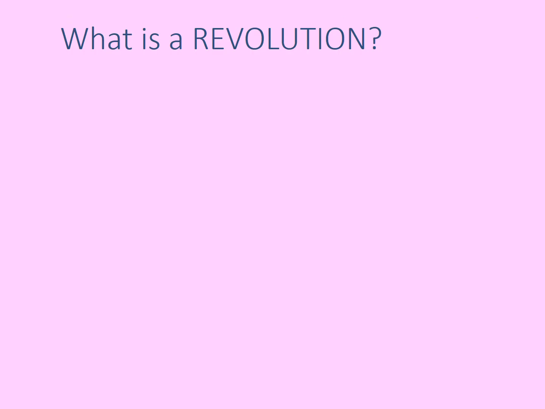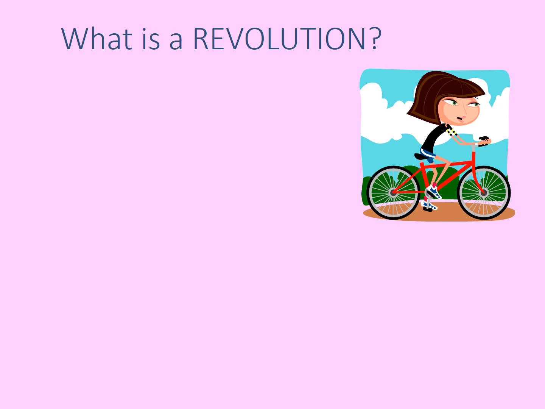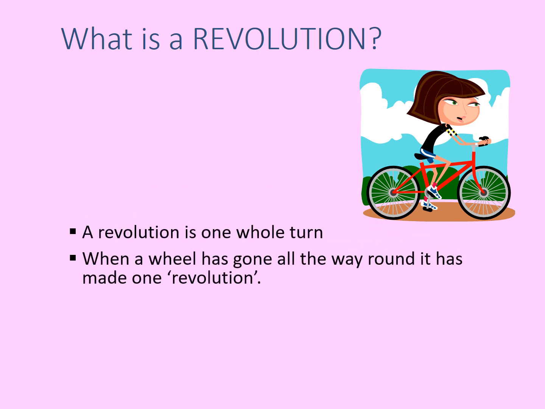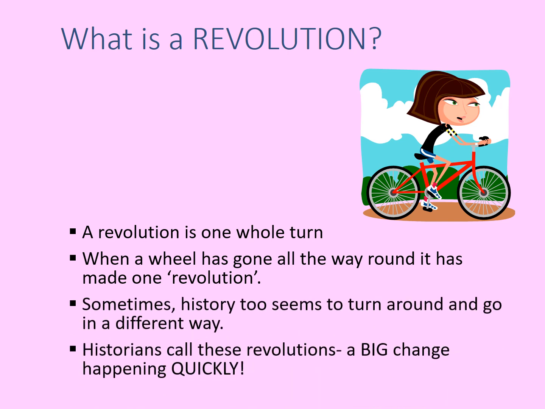What is a revolution? Well, we're studying the French Revolution at the moment, so it's important to understand this term and a few others too. Think about one meaning of the term revolution. A revolution is one whole turn, and when a wheel has gone all the way round, it has made one revolution. Sometimes history too seems to turn around and go in a different way. Historians call these revolutions. They tend to be big changes that are happening relatively quickly. Now, in the whole context of history, a revolution might take 100 years. But if it's a big enough change, that can still be considered a revolution. The Industrial Revolution would be a good example of this.